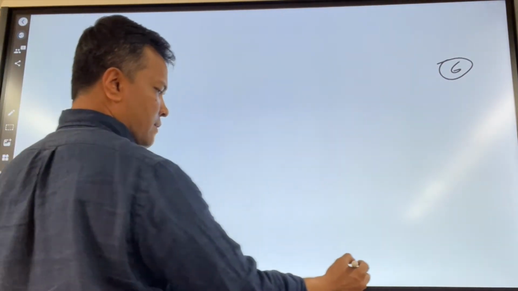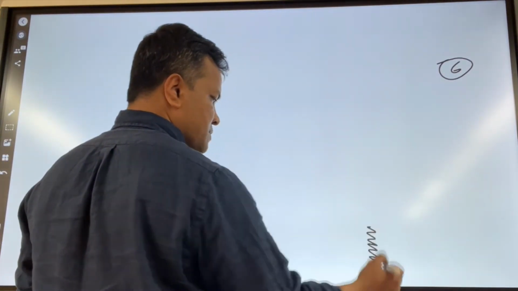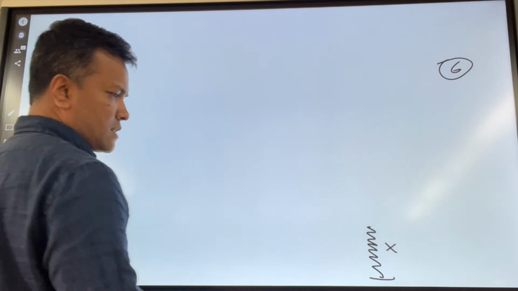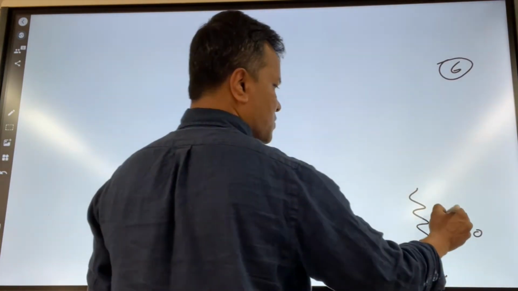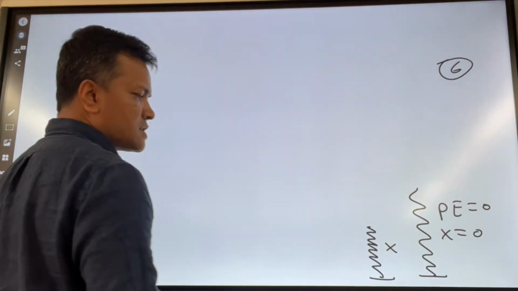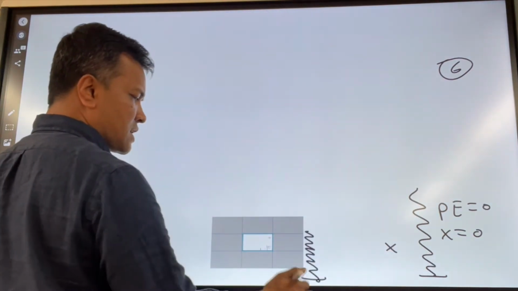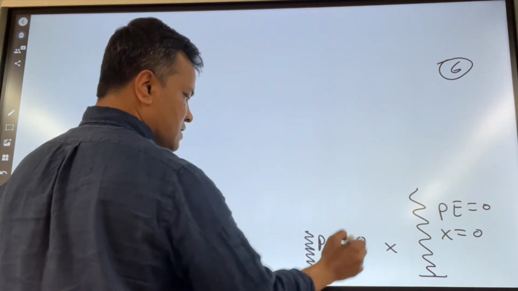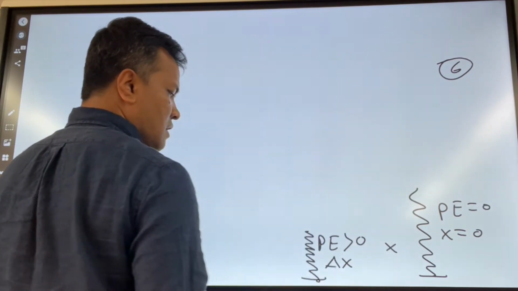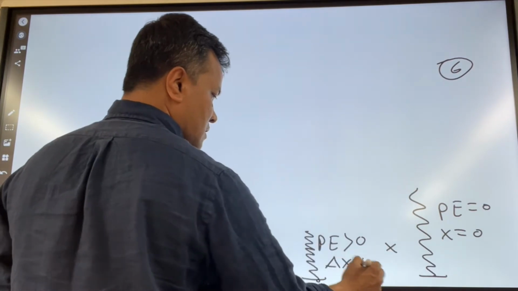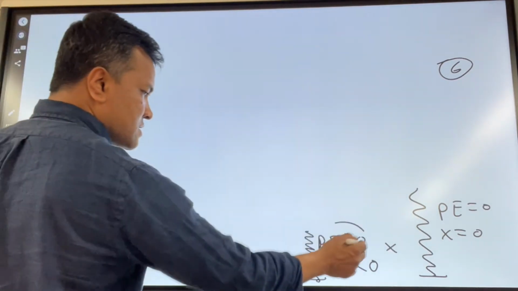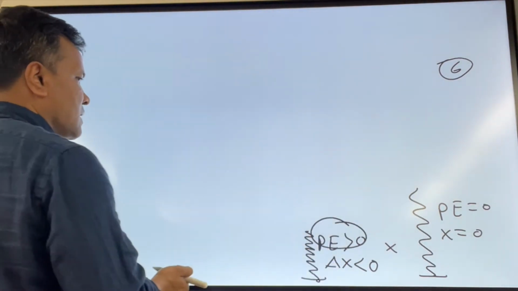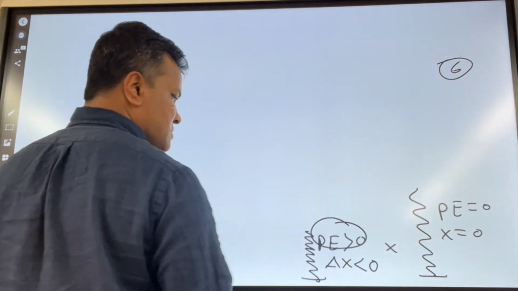Okay, that takes us to problem number 6. For example, if I have a spring like this, and this spring is at 0, so this spring has potential energy 0. This spring is compressed, so this spring has some potential energy. Potential energy is greater than 0 because this spring is compressed. The potential energy depends on how much compressed it is. Now let's find the potential energy of this spring.